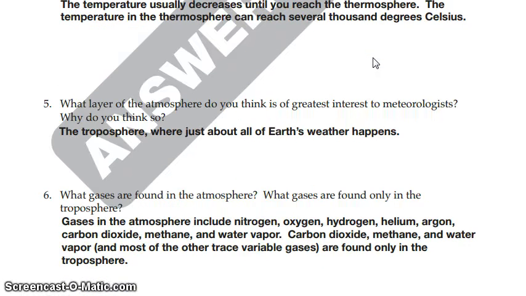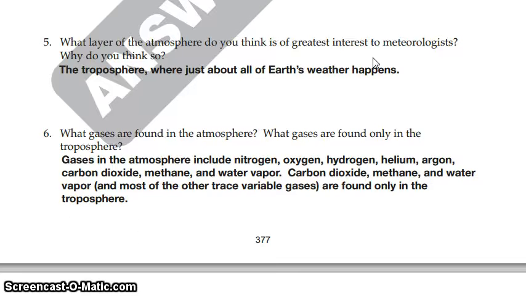One of the other things that we would look at is what layer of the atmosphere do you think is greatest of interest to meteorologists? And that would be the troposphere, because that's where the weather takes place. That's where we're going to have our water vapor, our clouds forming, precipitation. And that's the layer of the atmosphere that we live in. So that's the area that is of the most interest to meteorologists.